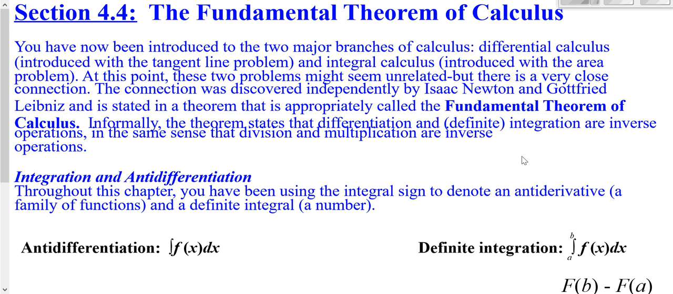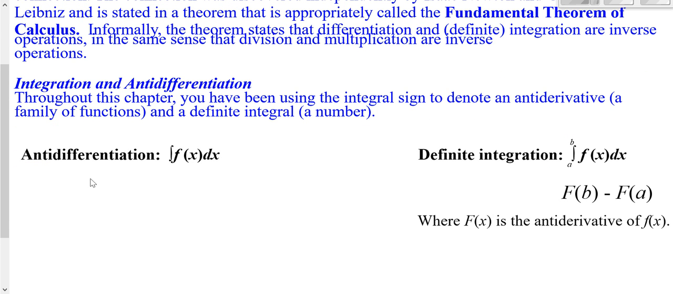Basically, it comes down to this: differential calculus and integration are inverse operations. They undo each other, just like multiplication and division or addition and subtraction. So in the first section of this chapter, we were dealing with antidifferentiation, so an indefinite integral. And then there's the definite integral over here on the right. The definite integral has bounds on your integral.